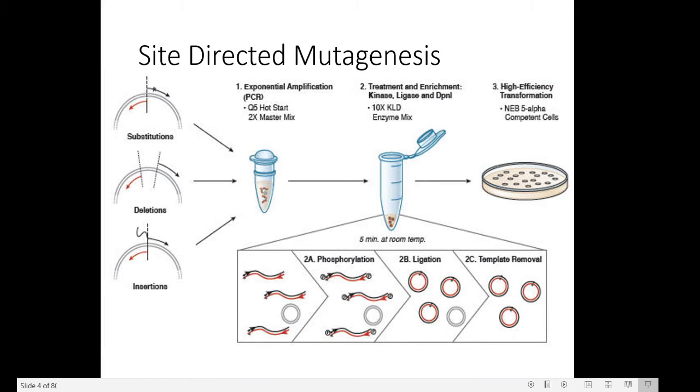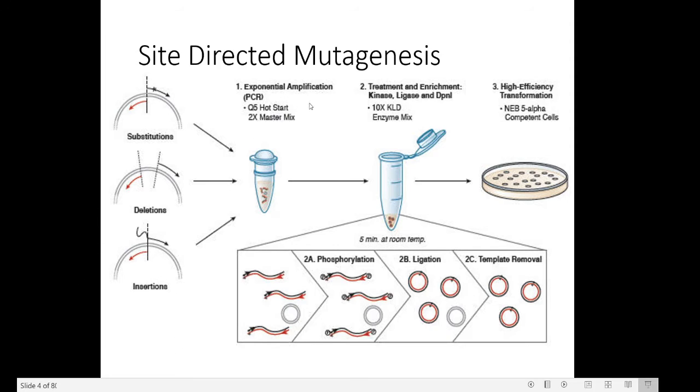Another important thing is site directed mutagenesis, the advanced technique of mutagenesis. In this mutagenesis, we may substitute the gene, we may delete the gene. Another thing is we can insert the gene. Substitute means remove and add. Remove the one gene at a particular site and add the new gene. Here insertion means with the native gene we need to add the extra characters. That is called insertion.